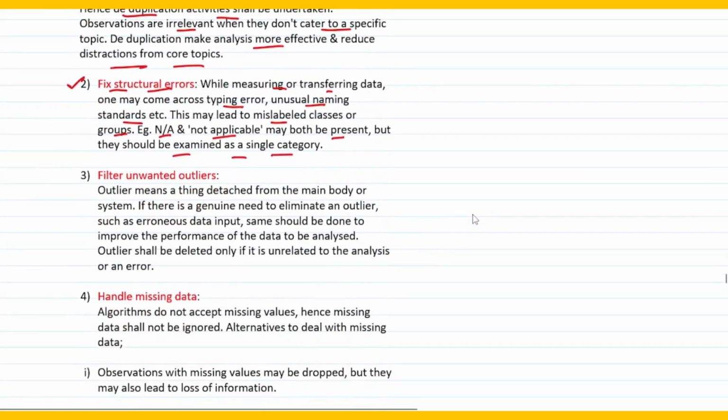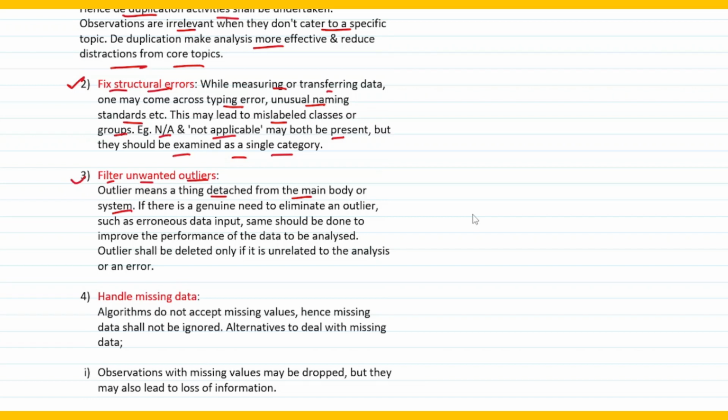Okay, then we move on to the third one. The third one talks about filtering unwanted outliers, right? Now what is an outlier? Outlier simply means a thing that is detached from the main body or system, right? Which doesn't pertain to the core idea, then that is called an outlier. So you have to make sure that these unwanted outliers are removed.